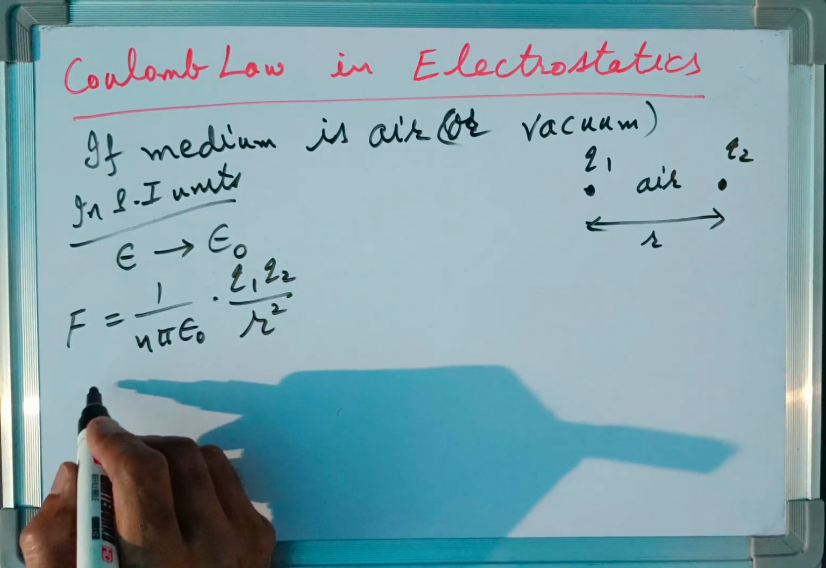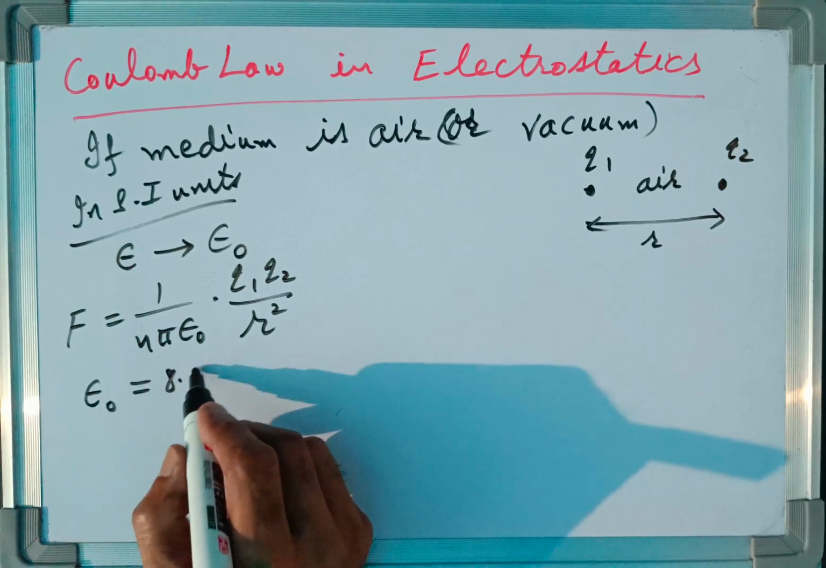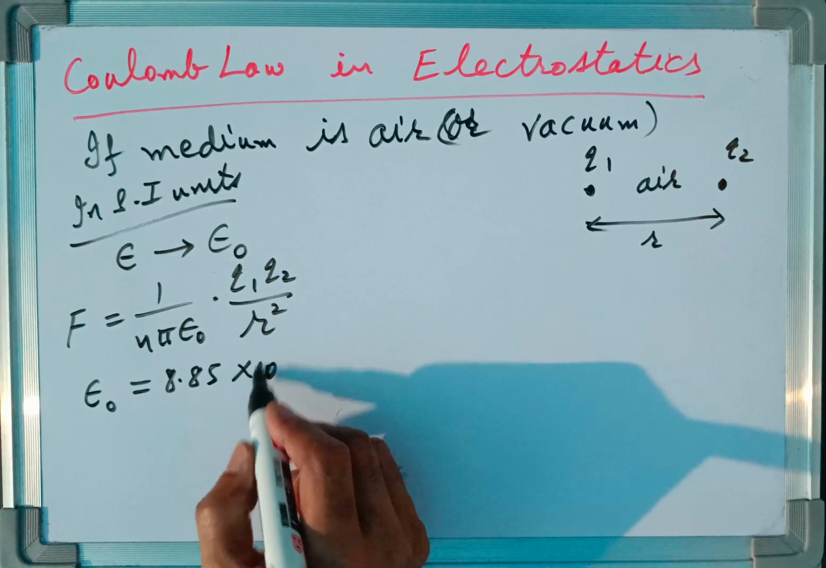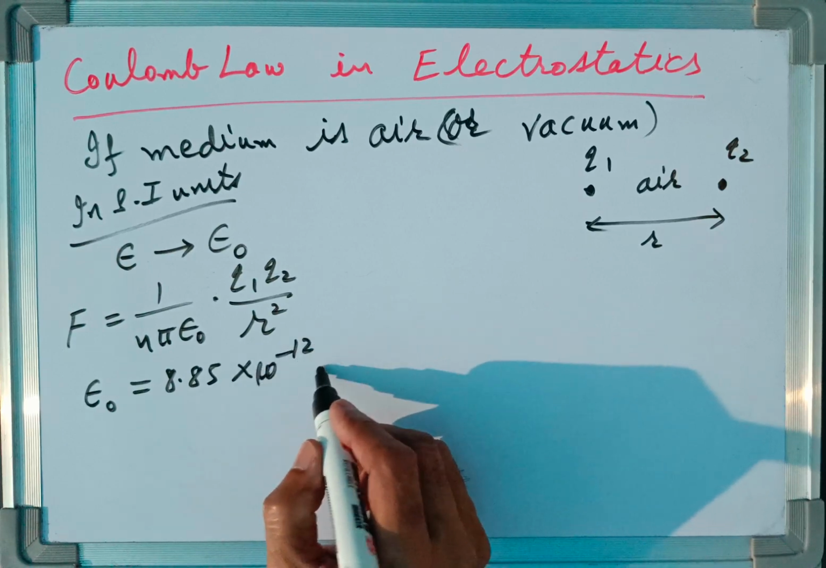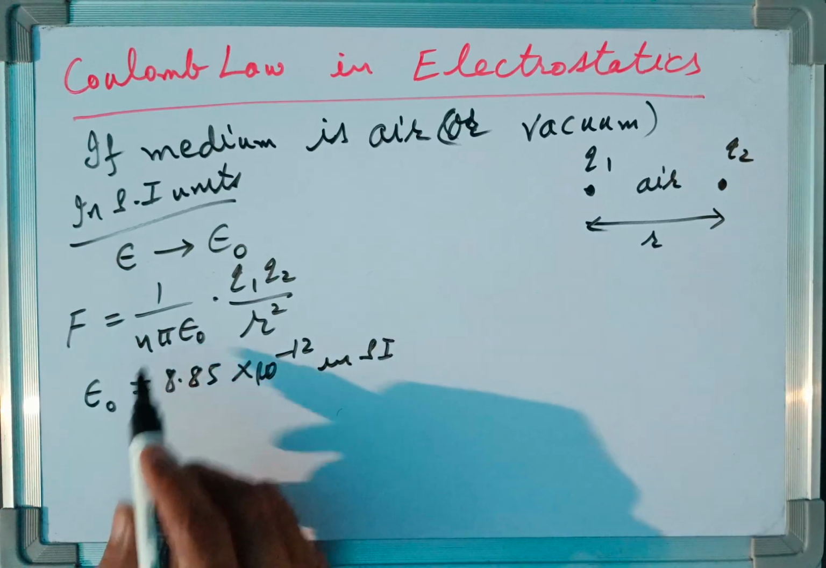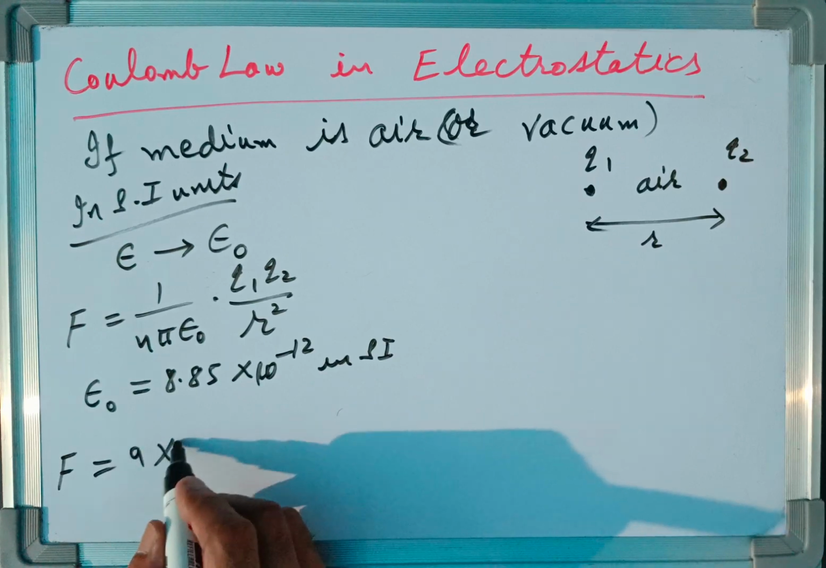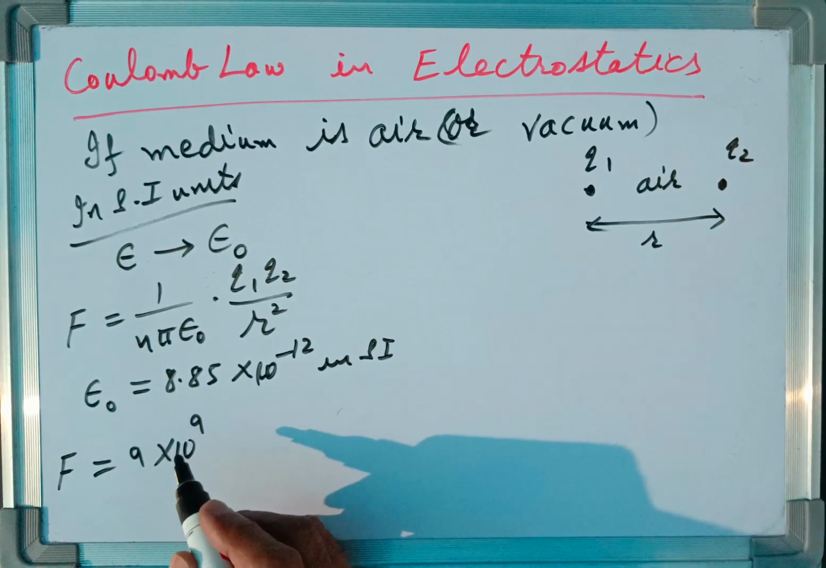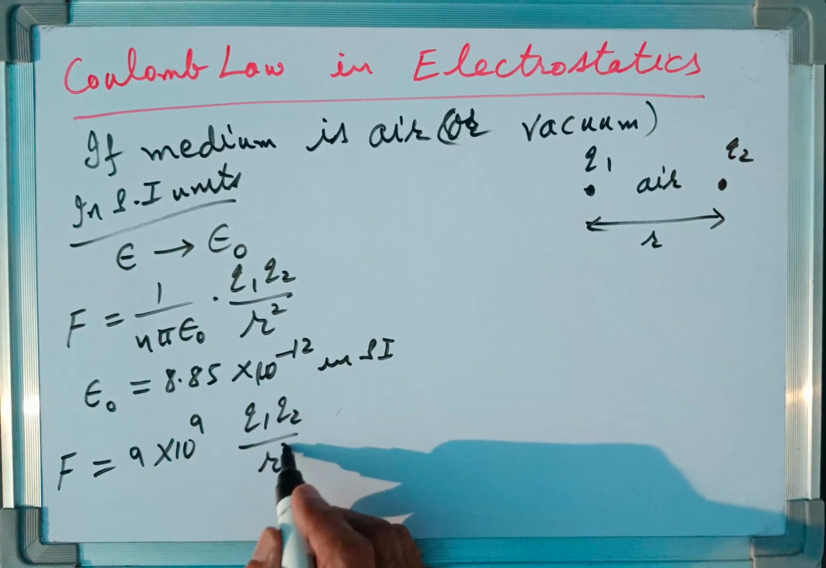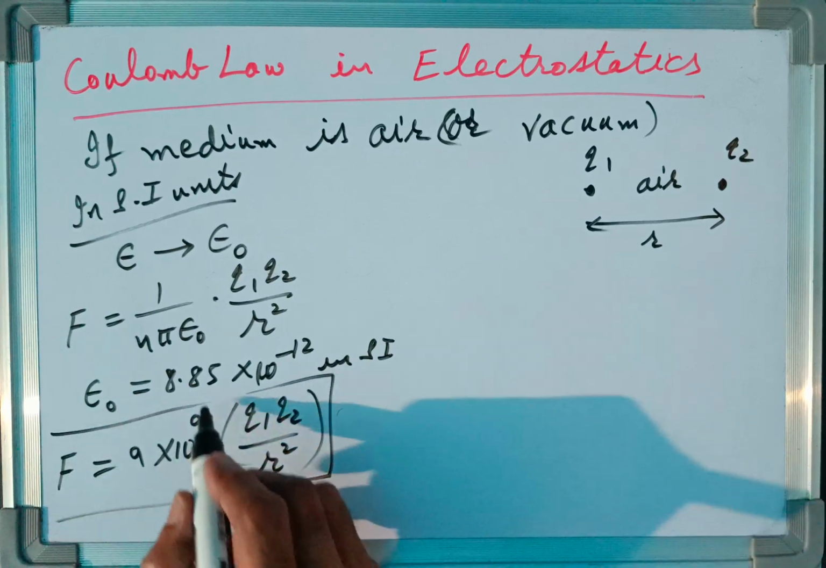And this value of permittivity of air or vacuum is constant. It is 8.85 × 10^-12 in SI units. Using this value and putting the value of pi, we get F is equal to 9 × 10^9 Q1 Q2 upon r square. So this is a more simplified form of Coulomb's law.